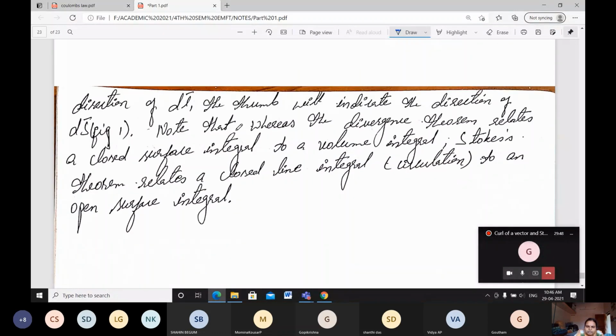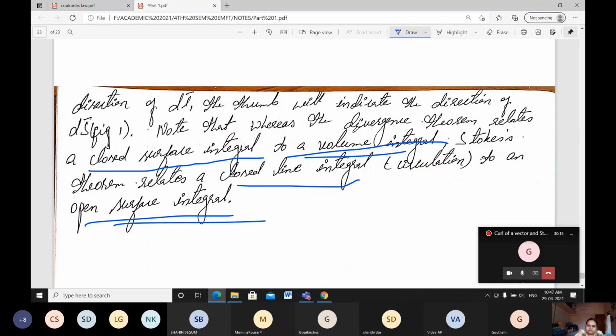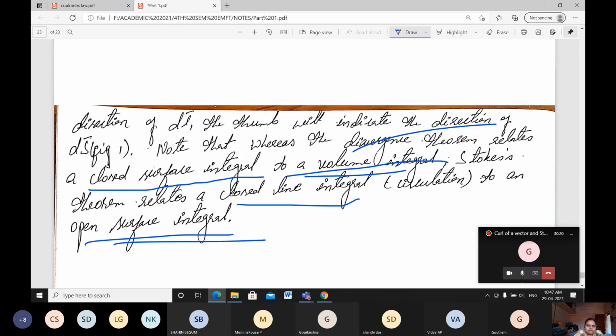Note that whereas the divergence theorem relates a closed surface integral to a volume integral, our Stokes theorem relates the closed line integral to an open surface integral. With the divergence theorem, it is in terms of a volume integral, but here we go from the closed line integral to the open surface integral. That is the difference between the divergence theorem and the Stokes theorem. That is all about our Stokes theorem.